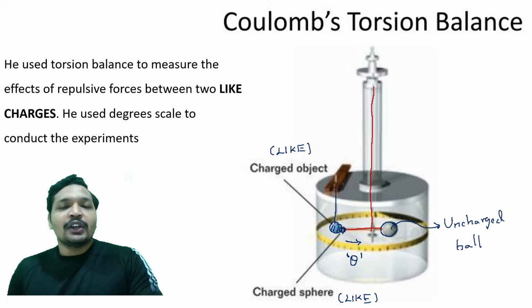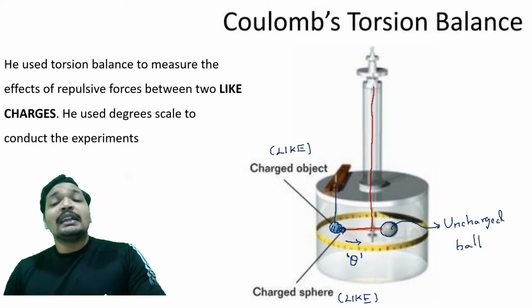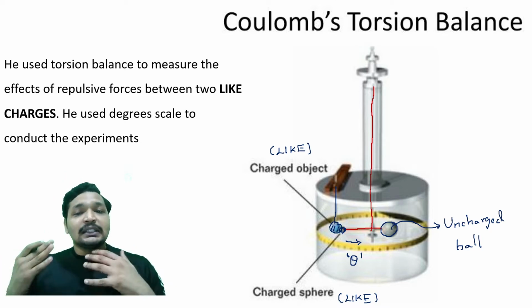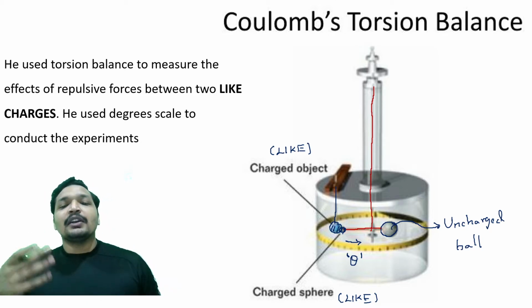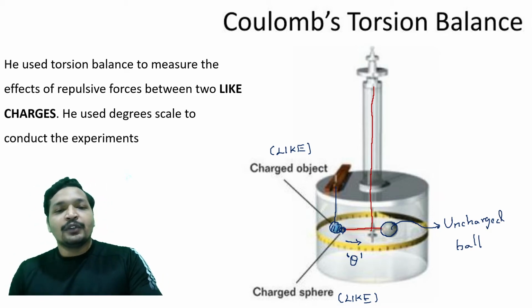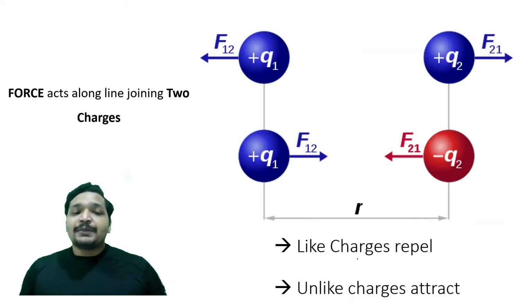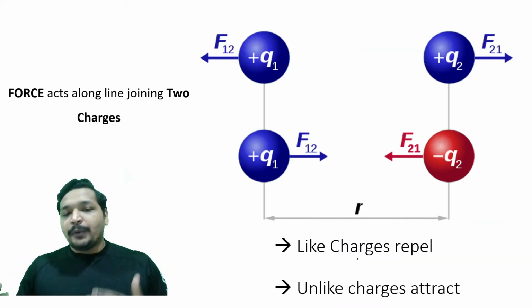Okay, this is how it all evolved. That is a very interesting experiment, and he specifically invented this kind of measuring instrument, or lab equipment, for proving electrostatic forces or Coulomb's law. Okay, and this is what his observations were, or what he proposed.